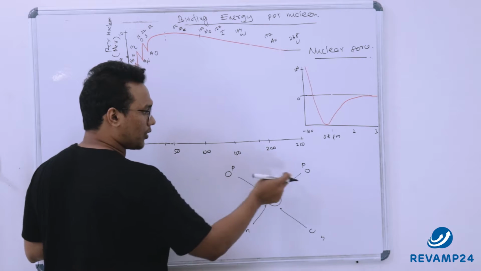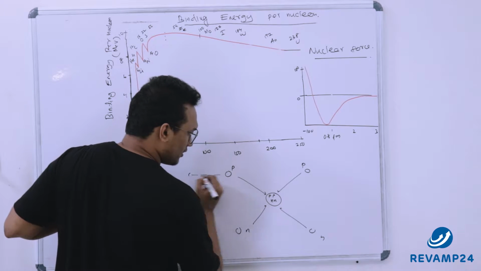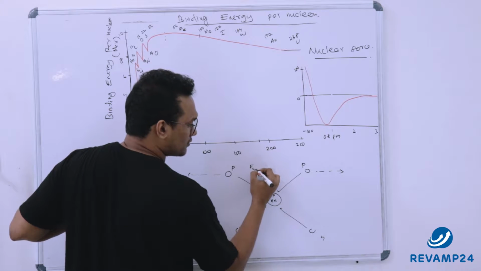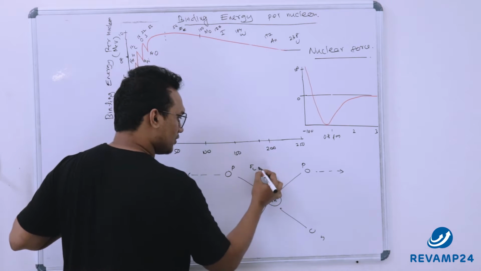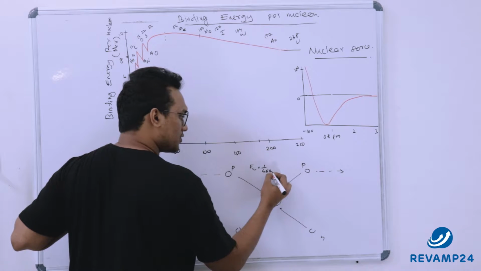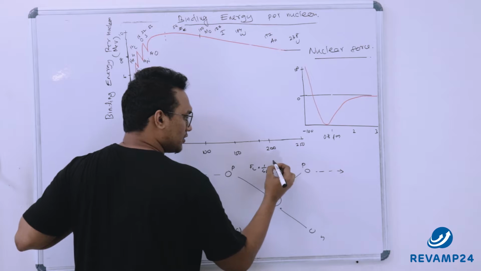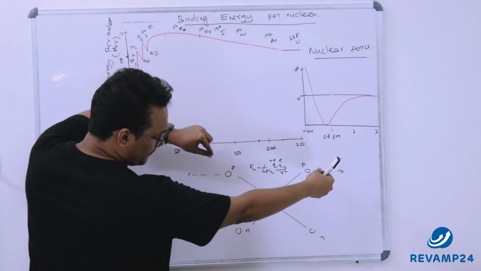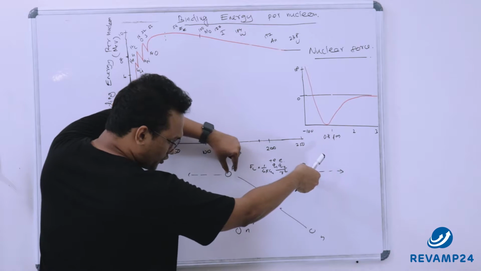We have 2 protons here, which will have a repulsive force. What is the reason for this repulsive force? Coulomb's force between 2 charges, which equals 1 by 4 pi epsilon 0 times q1 q2 divided by r square. Here it will be plus e and plus e. For the combination, we are bringing protons together.